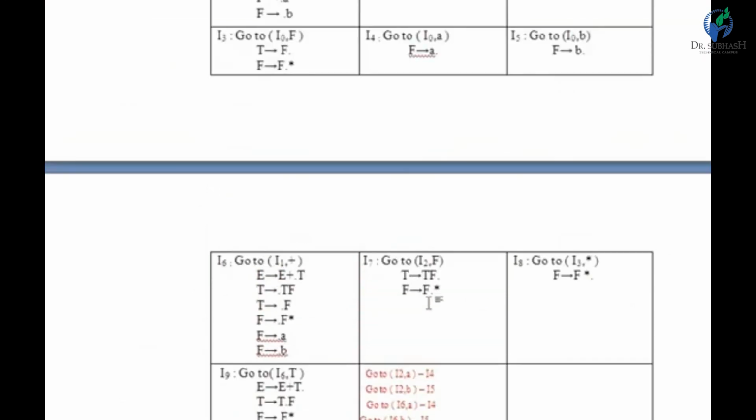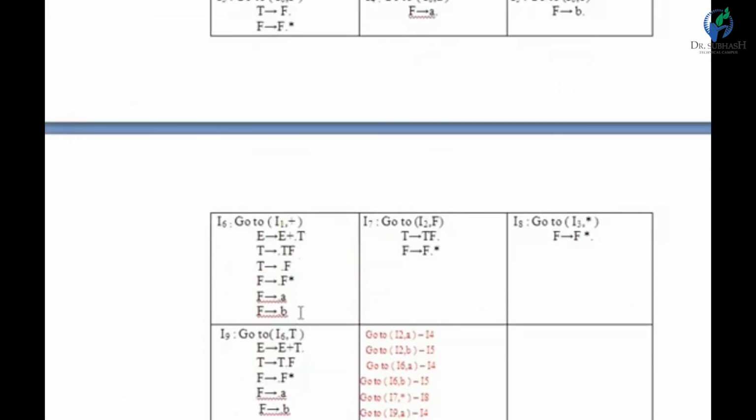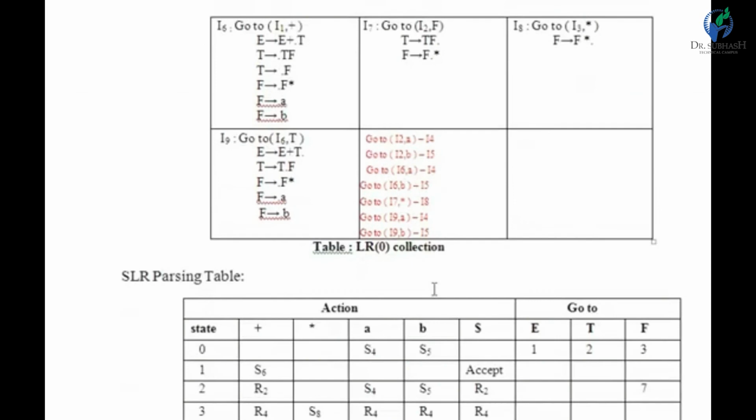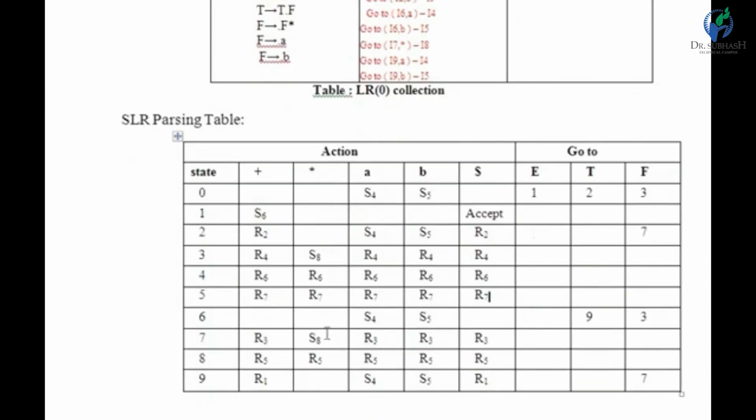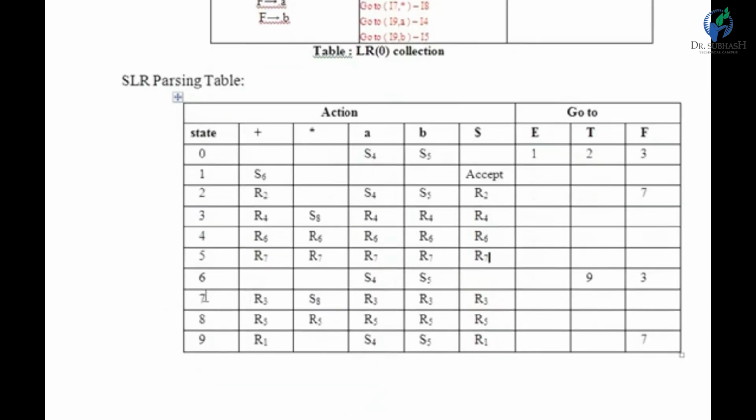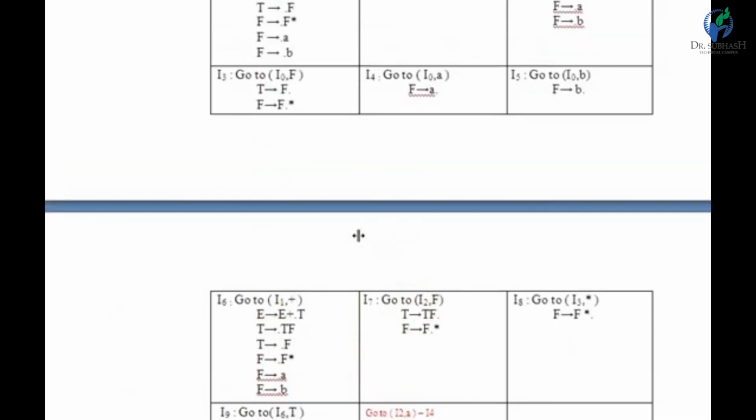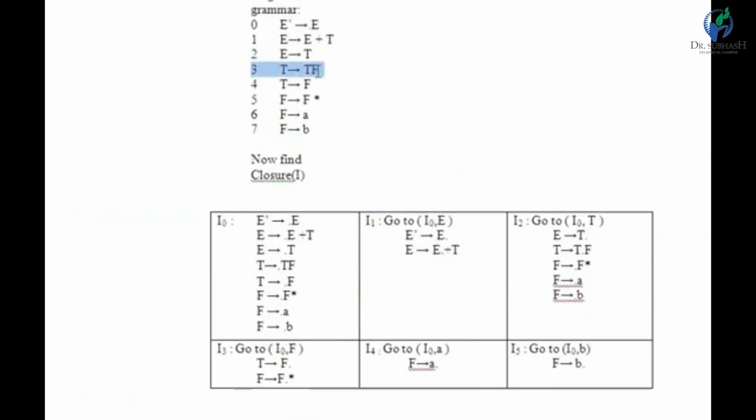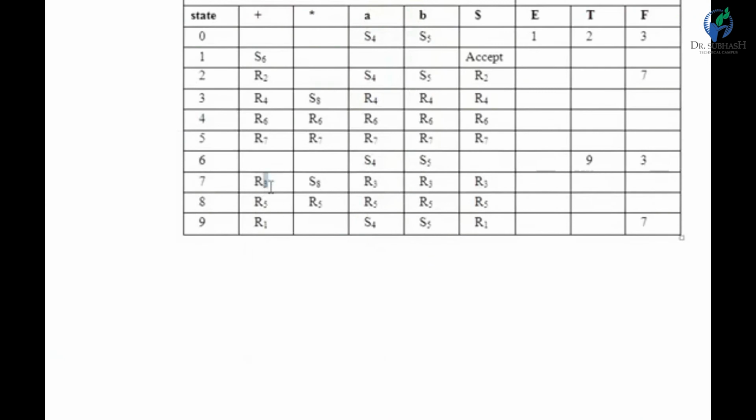Next complete production: in this state there is no complete production. So I7, T gives T F dot. So in the 7th row, you have to do the reduce entry for the follow of T. Follow of T is plus, A, B and dollar. So in the 7th row, under plus, A, B and dollar, you have to write the reduce entry. T gives T F is the production at 3rd position. So write R3.